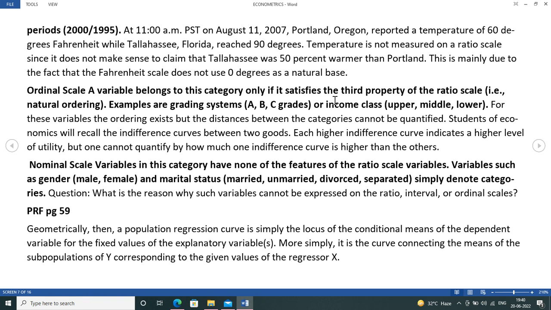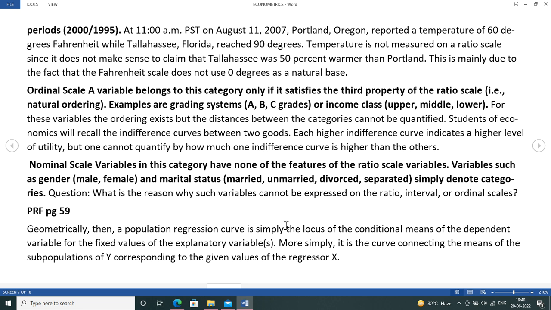And in nominal scale, you consider variables such as gender and marital status, where the features of ratio scale will not apply. You can't attach meaning to subtraction of male minus female, and male by female has definitely no meaning. You also can't order them in a natural ordering, like male is greater than female or female is greater than male. There is no meaning attached to that.